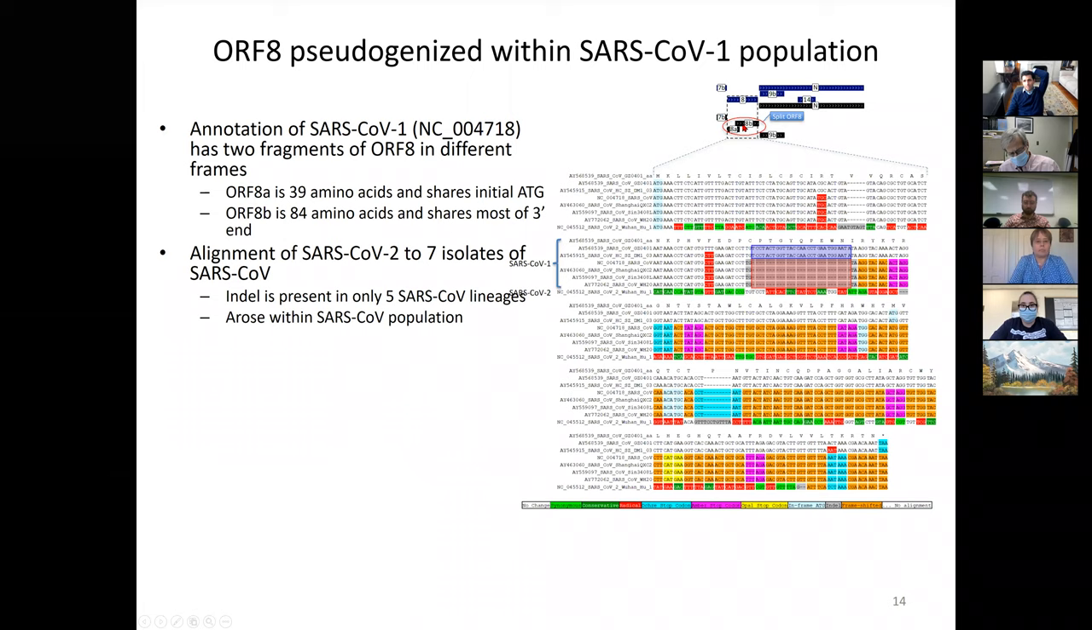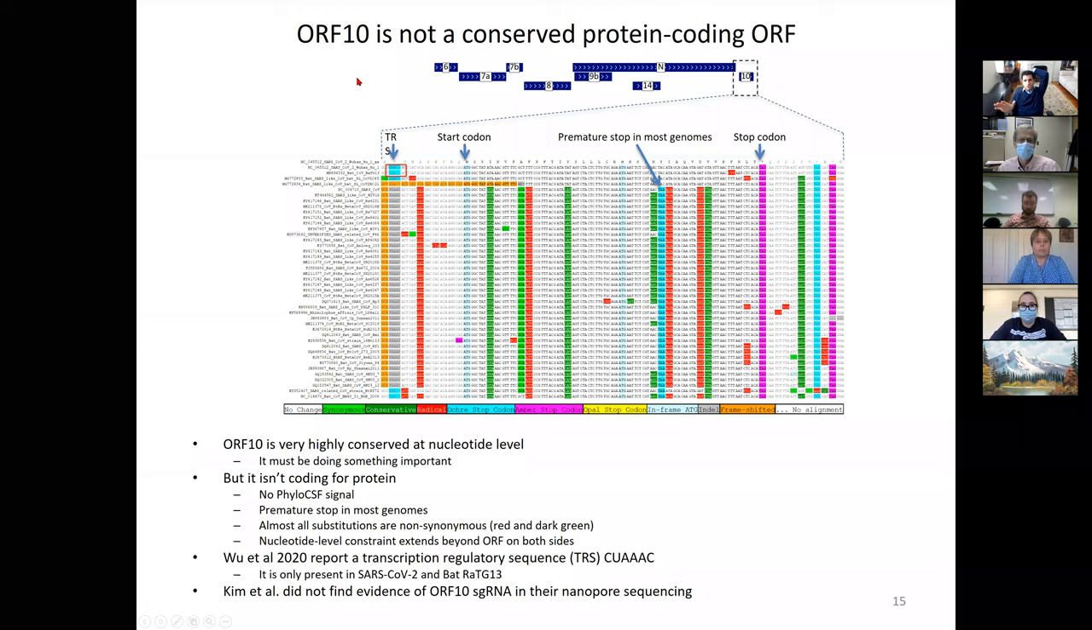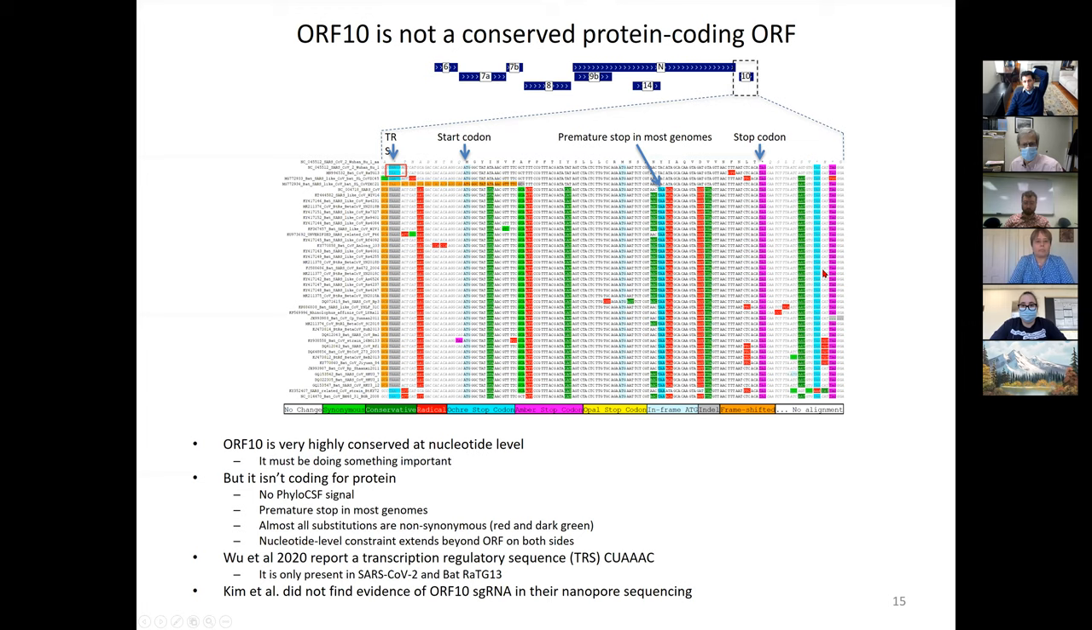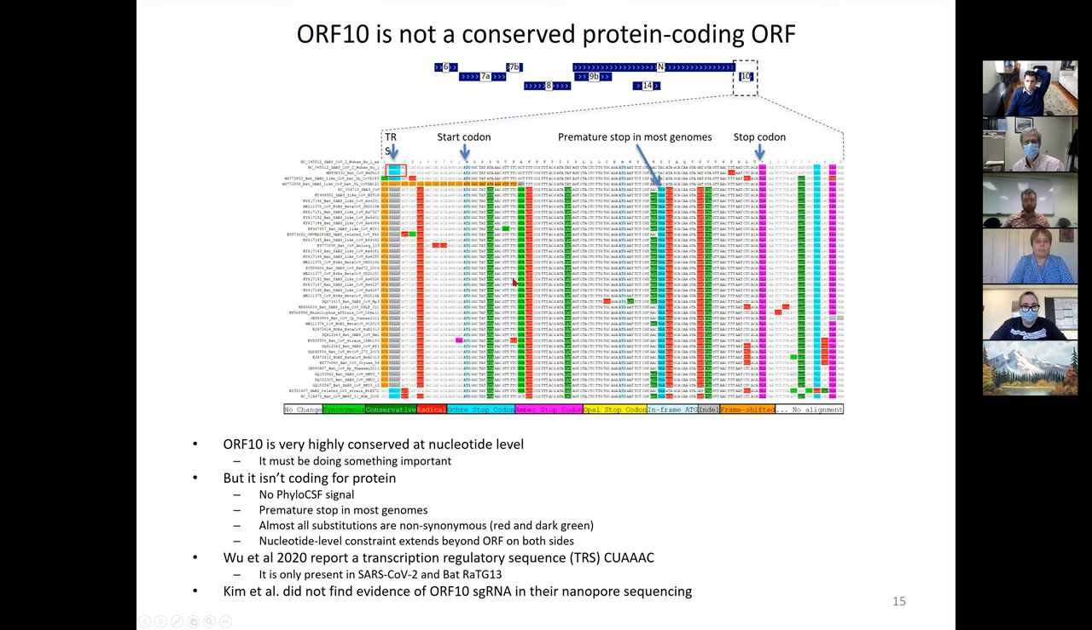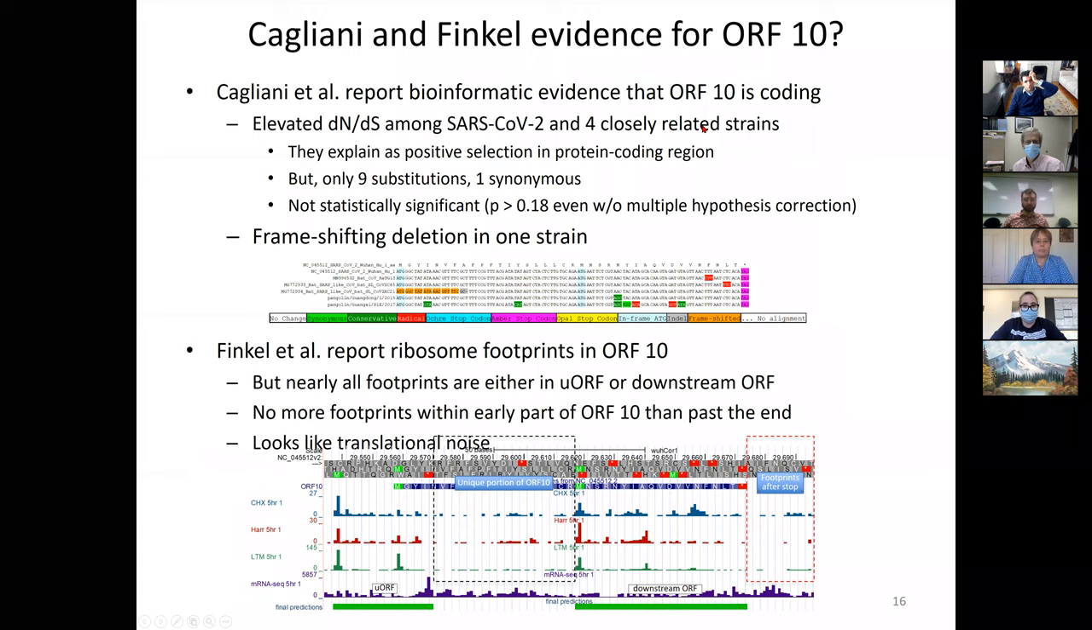ORF10, as I mentioned earlier, is at the end of the genome. It overlaps this RNA structure and it shows no protein coding constraint. By contrast, it shows these strong changes, this internal stop codon, which basically makes it even shorter than the already very short length that it has, suggesting that ORF10 is in fact not a protein coding gene.